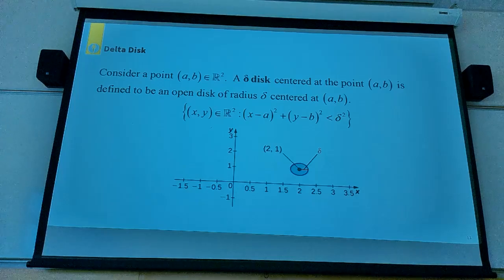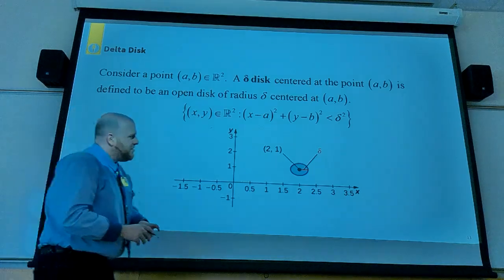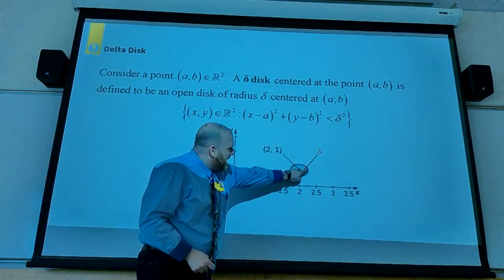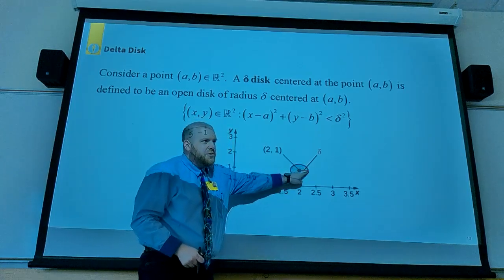And then if you plot it, this is what you'd have. Close to what you would have. They made a mistake in this. That's supposed to be dashed, not a solid line, because it's an open disk.